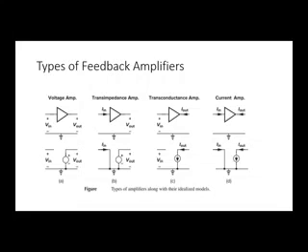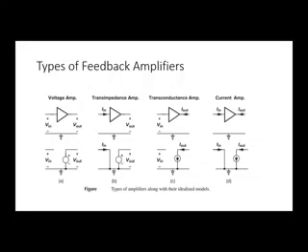Current amplifier. In a voltage amplifier, they sense a voltage at the input and produce a voltage at the output. However, other types of amplifier can also be constructed such that they sense or produce current. The four configurations have quite different properties.